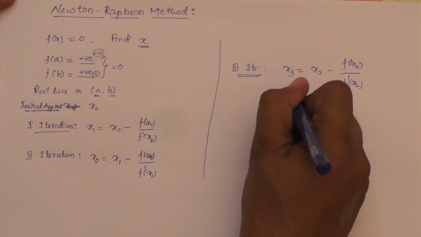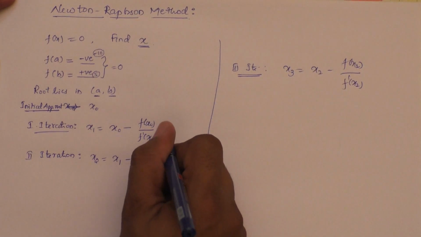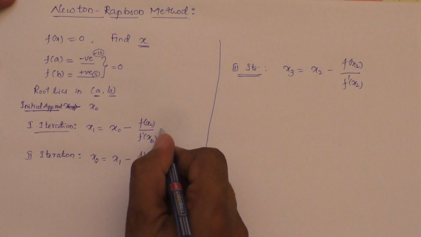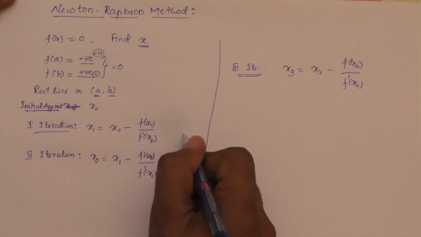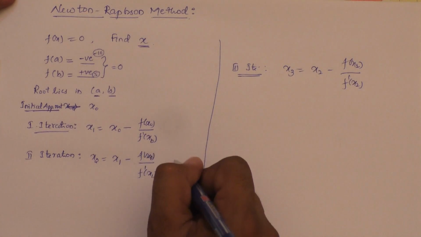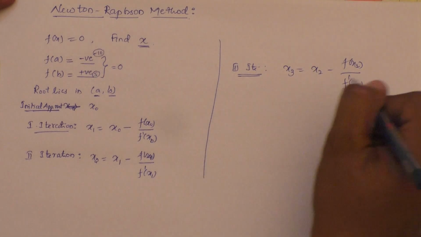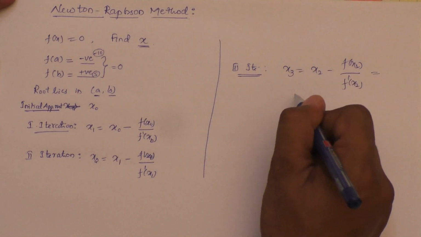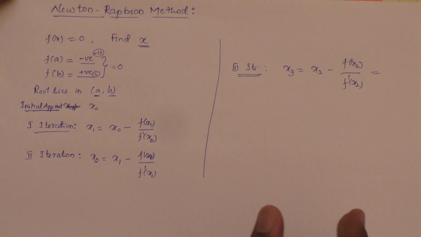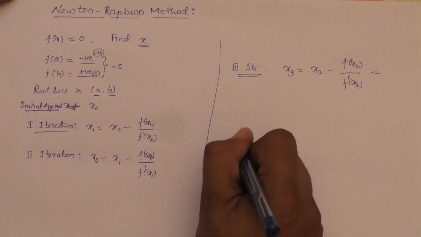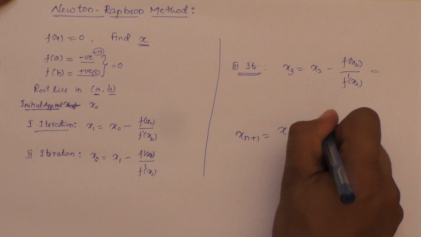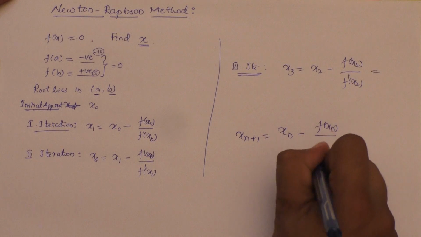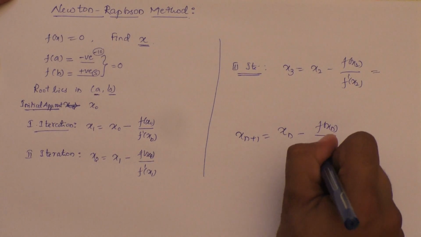So like this if you continue, you need to compare two consecutive values. For example, x1 and x2, if you are getting the same values up to certain decimal places, then you need to stop the iteration. If they are different, then you go for the next iteration x3, again x4, and continue until you get the root up to the desired accuracy. So finally, x(n+1) is xn minus f of xn divided by f dash of xn.